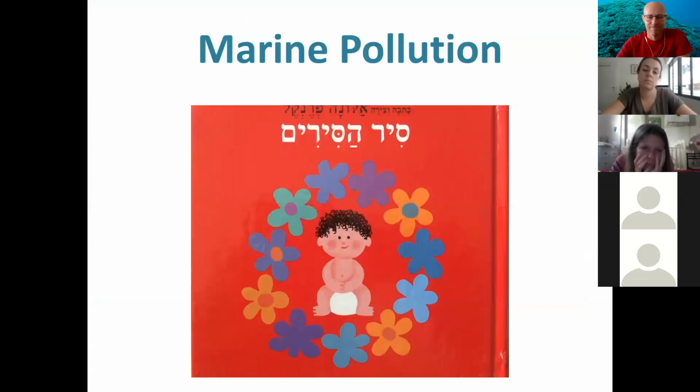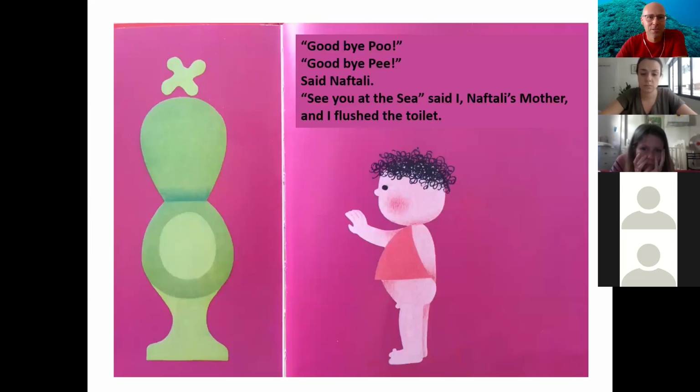All right. Second part, pollution. Okay, this is a book. This is one of a very famous book for kids who do potty training in Israel. It's called Sira Silim. And I want to show you the last page of this book. I translate it for you and it says, goodbye poo, goodbye pee, said Naphtali. See you at the sea, said I, Naphtali's mother, and I flushed the toilet.